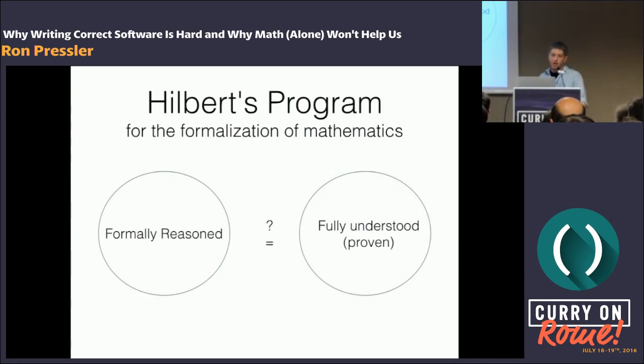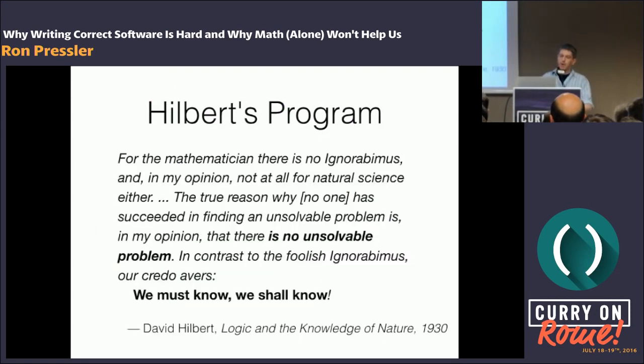The 19th century view on the limits of knowledge was expressed by the maxim ignoramus et ignorabimus, meaning we do not know and we will not know. But for his retirement in 1930, Hilbert gave a lecture in which he challenged this view. He said, for the mathematician, there is no ignorabimus, and in my opinion, not at all for natural science either. The true reason why no one has succeeded in finding an unsolvable problem is, in my opinion, that there is no unsolvable problem. In contrast to the foolish ignorabimus, our credo avers, we must know, we shall know. And those words are written on his tombstone.